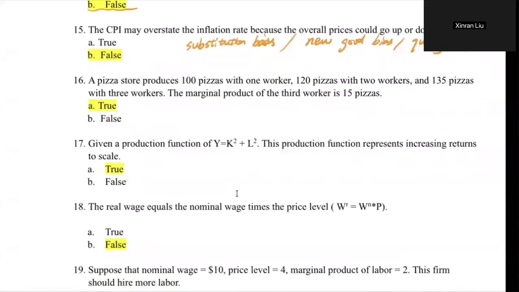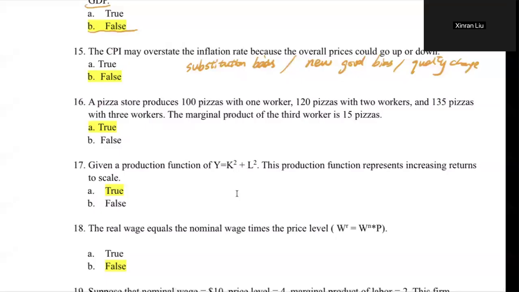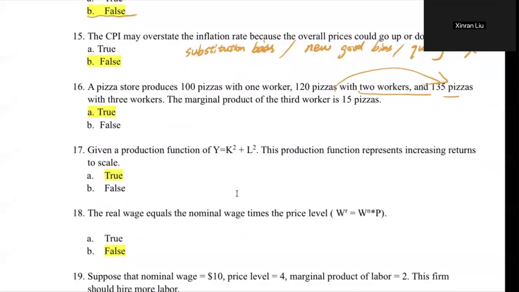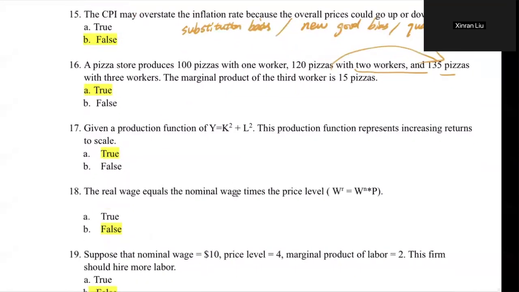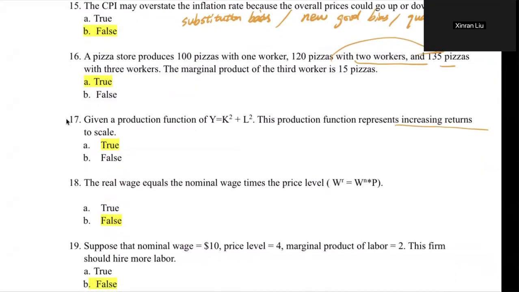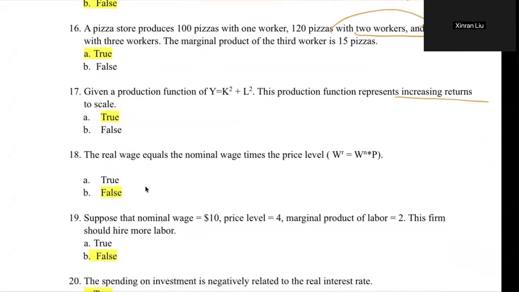Okay, and the next one, I think you can answer this, because from 2 to 3, the increment is 15. So the marginal product of the third worker is 15 pesos. And 17 is the increase in return to scale. And you can have a try, because we already discussed it during our discussions.